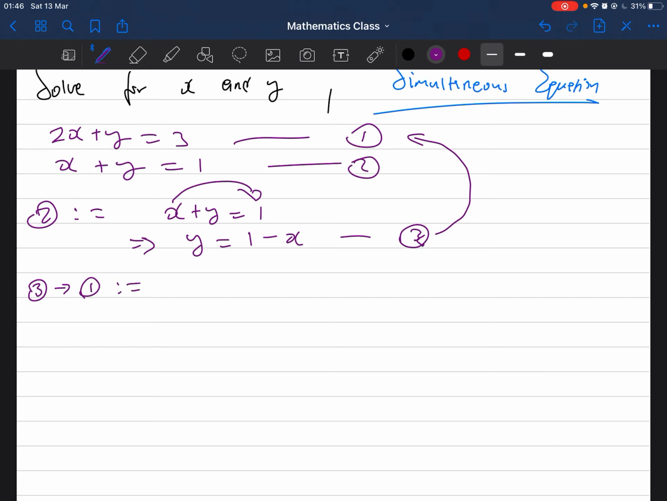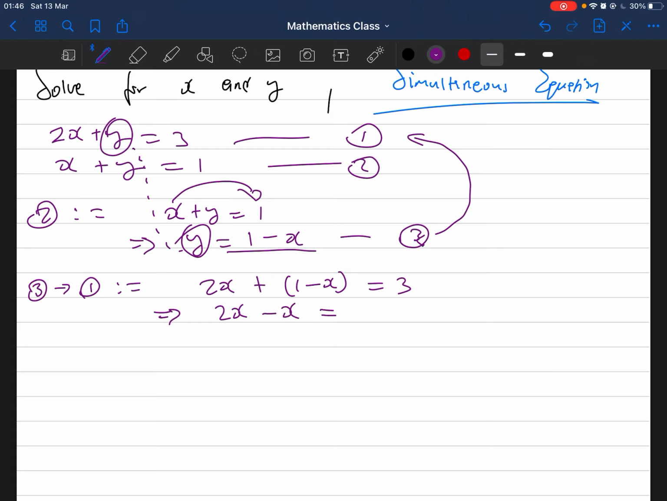If you substitute back into the first equation, meaning that where there is y, you're going to put 1 minus x. So you're going to have 2x plus 1 minus x is equal to 3. Let's group the like terms here.